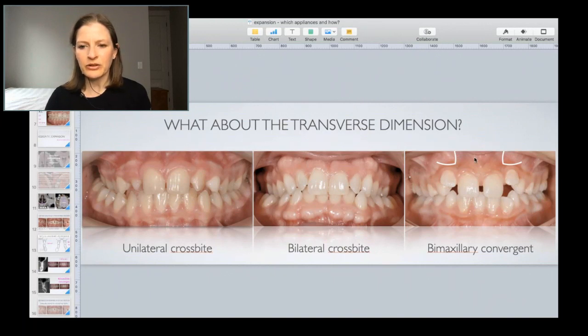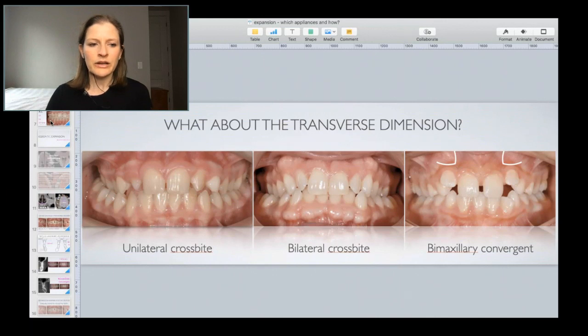I'll tell you that this patient also has bilateral impacted canines. Impacted canines are a sign that the maxilla is narrow because there's not enough room for the adult teeth to come in. So this we have a special name for, and these are the really tricky ones. The literature calls this bimaxillary convergence.